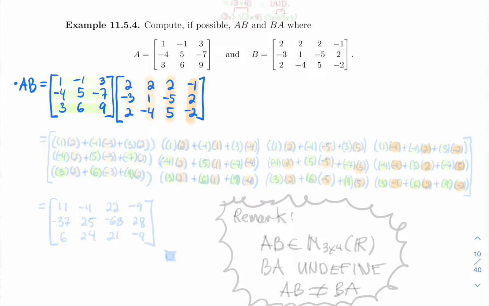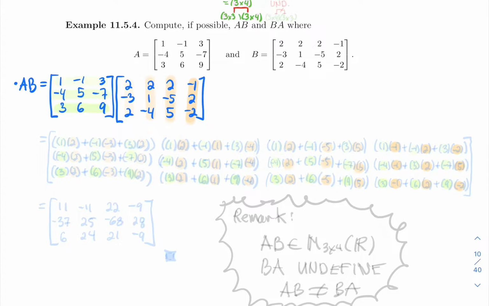So for the product, A is a 3 by 3. I like to write the dimensions on top. So we have a 3 by 3 and B is a 3 by 4. We see that these two numbers, the inner numbers, are equal, so they match. So we know there is a product, and we even know the dimension, which is equal to the outside numbers. So it's going to be a 3 by 4.